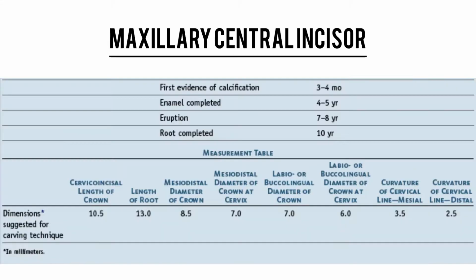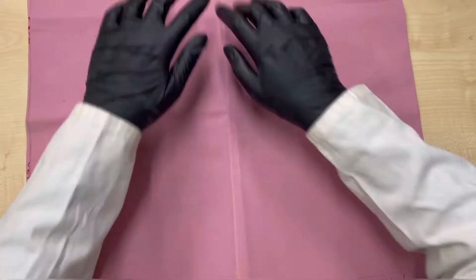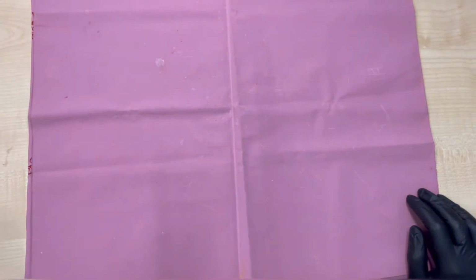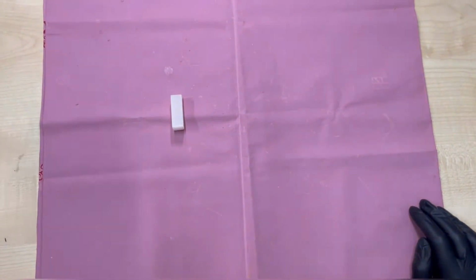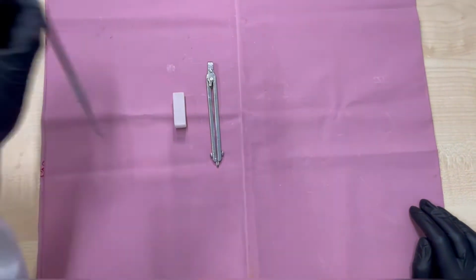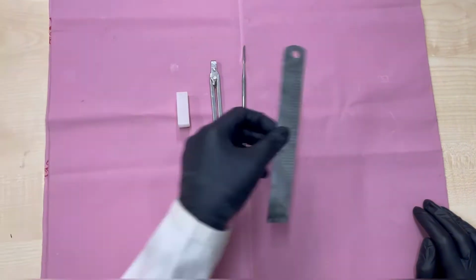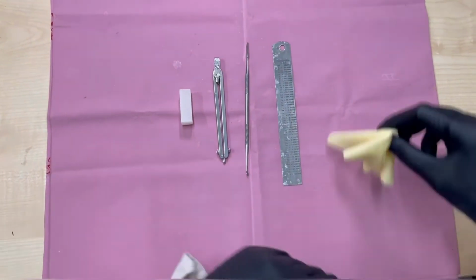Today we're going to carve a maxillary central incisor. For this we need a Macintosh, a wax block, divider, Lecron carver, metal scale and a polishing cloth.